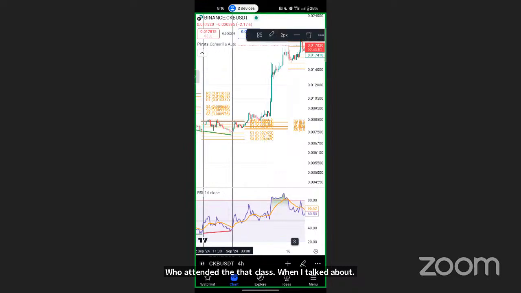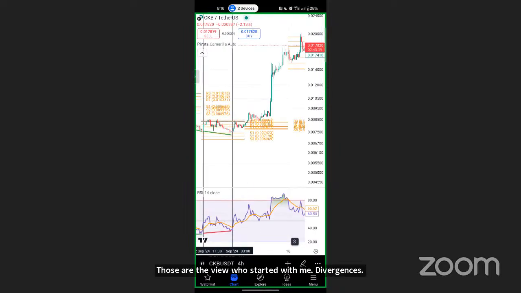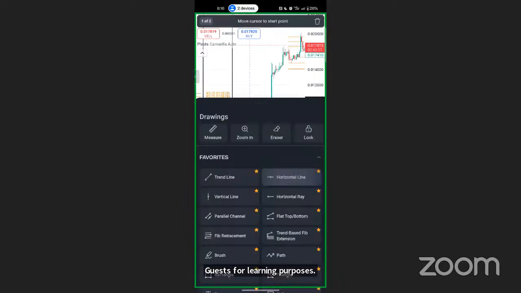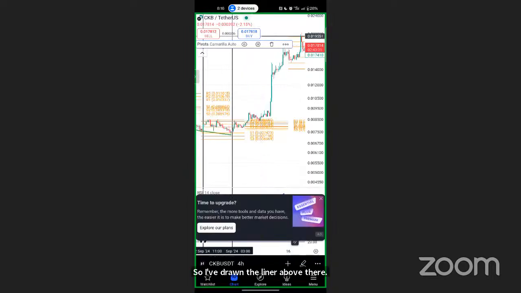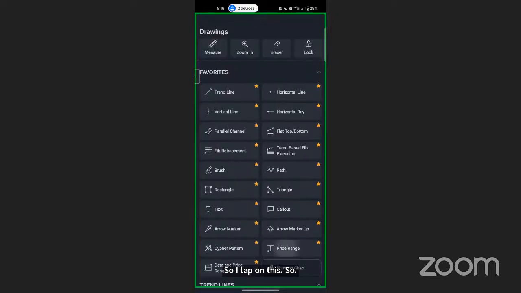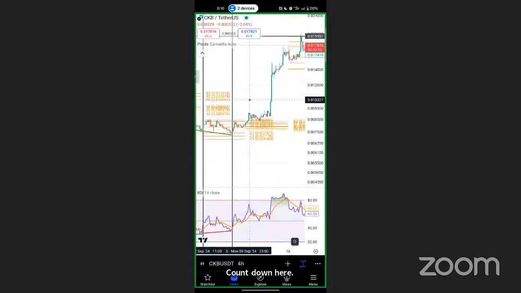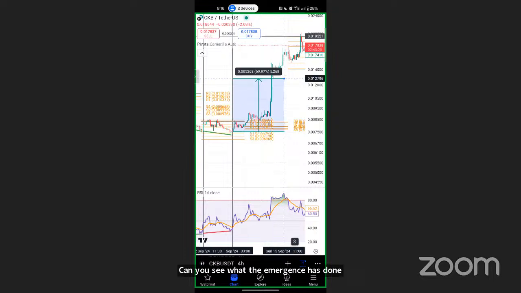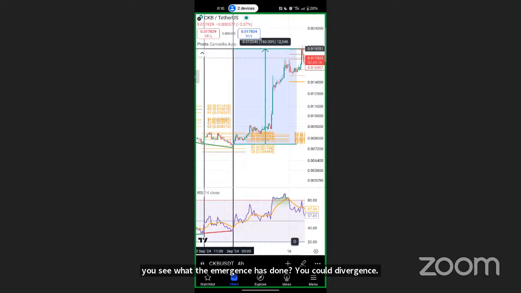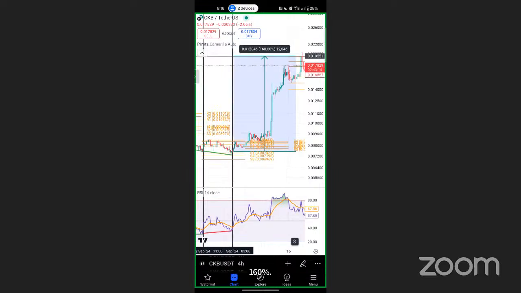Those of you who started with me on divergences, just for learning purposes, you have drawn the line above there. So I tap on this, come down here, tap on the price range. Can you see what the divergence has done? If I joke with divergences, 160%. Those who started with me on divergences, do you see?